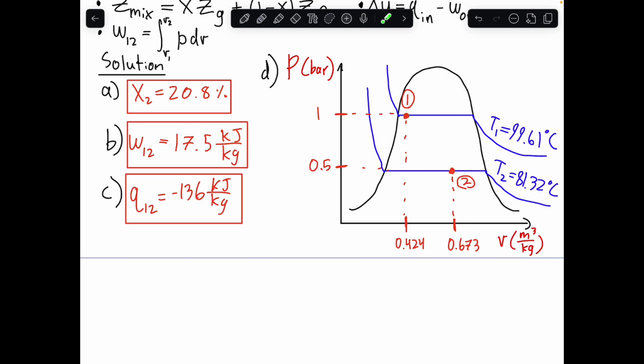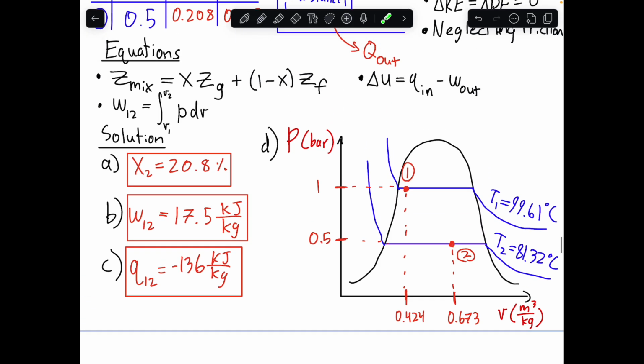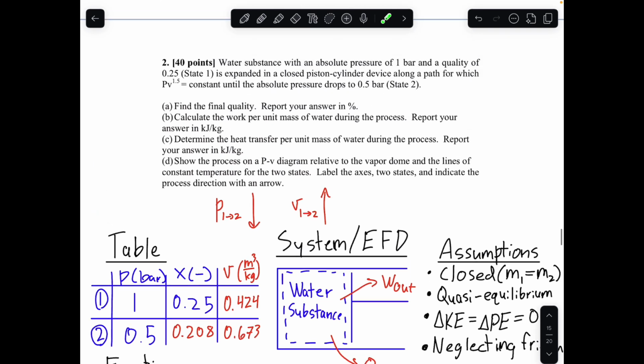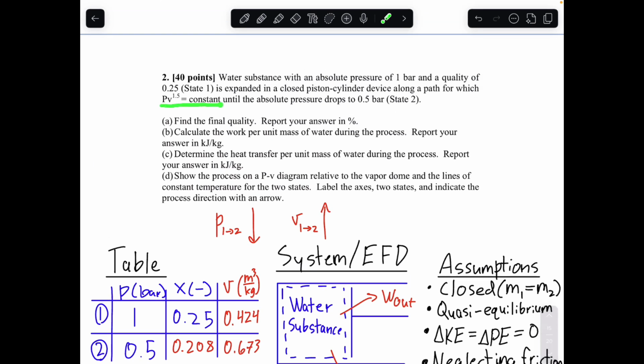So now we just need to figure out what the line looks like to connect these two points. And the way that we are able to figure out the shape of that line is from the equation that they give us for the polytropic process. So we see here that PV to the 1.5 is equal to a constant. And typically this equation is written, if they don't give us an exponent here, then we'll write it as PV to the n is equal to a constant.